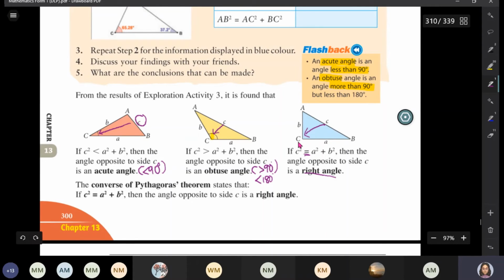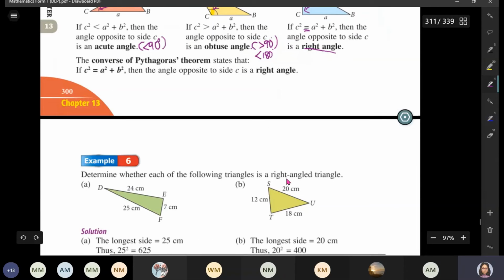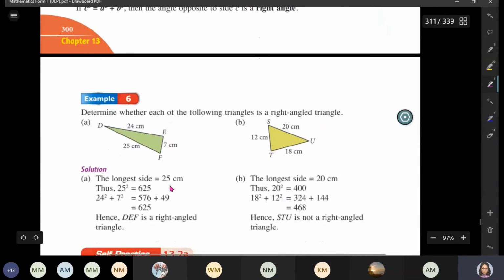So there are three conclusions that you can make out of this. The converse of Pythagoras theorem states that if C square is equal to A square plus B square, then the angle opposite to the side C is a right angle. So the angle opposite the hypotenuse is the right angle. Okay, class?